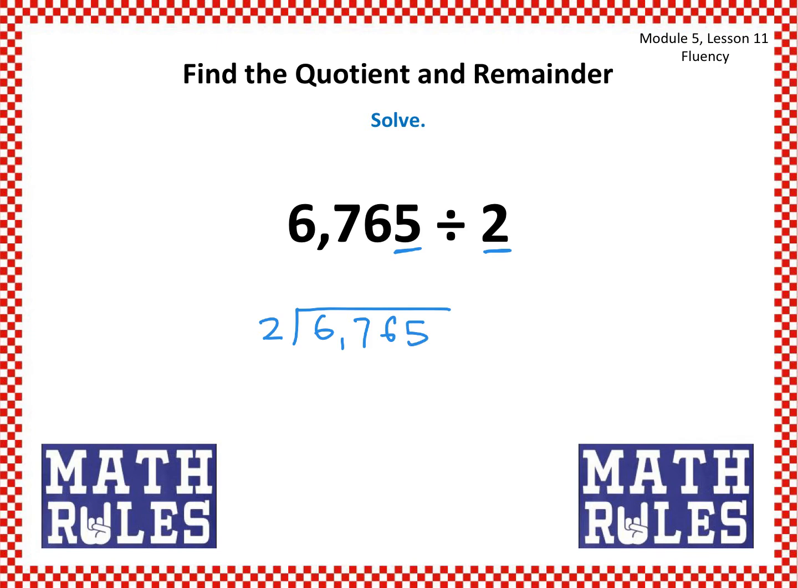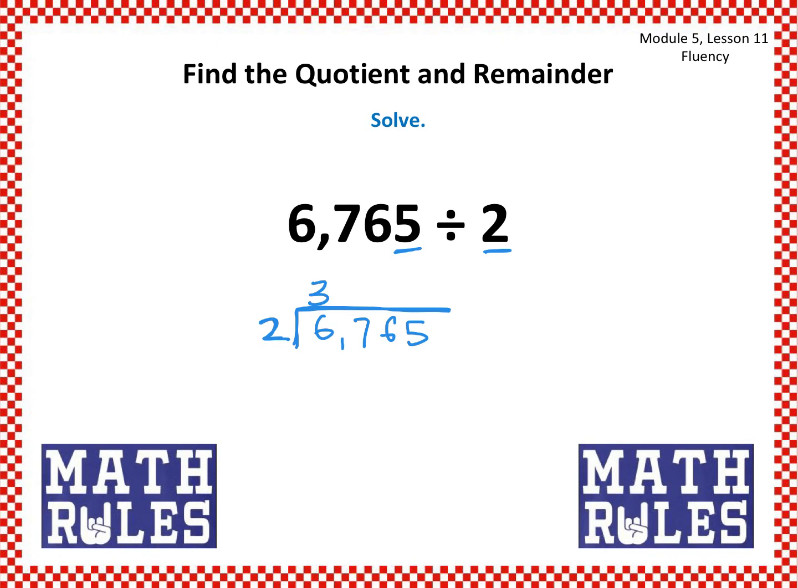6,765 divided by 2. Again, my number underneath is the dividend. My number that I am dividing by is the divisor, and my answer is going to be the quotient. So I'm going to look at it first. I am going to ignore 765. I'm going to look just at the 6, and I'm going to see how many times 2 goes into 6. I can see that 2 goes into 6 3 times.